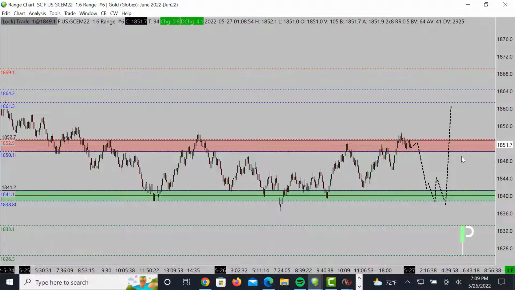You may go into a range, sideways range on gold, so keep that in mind. But again, shorting here off 1852 to about 1850, that's going to be our area for the short. And then along again, 1838 to 41.